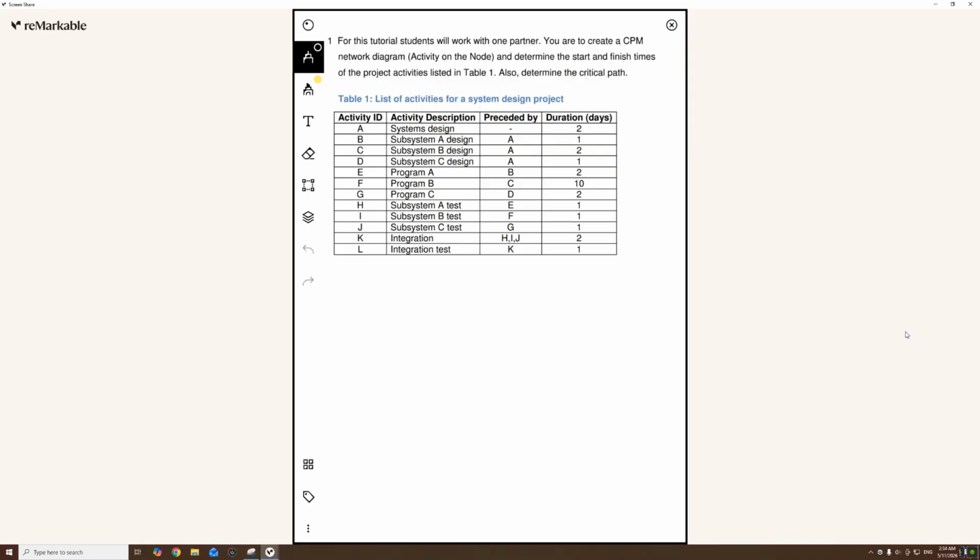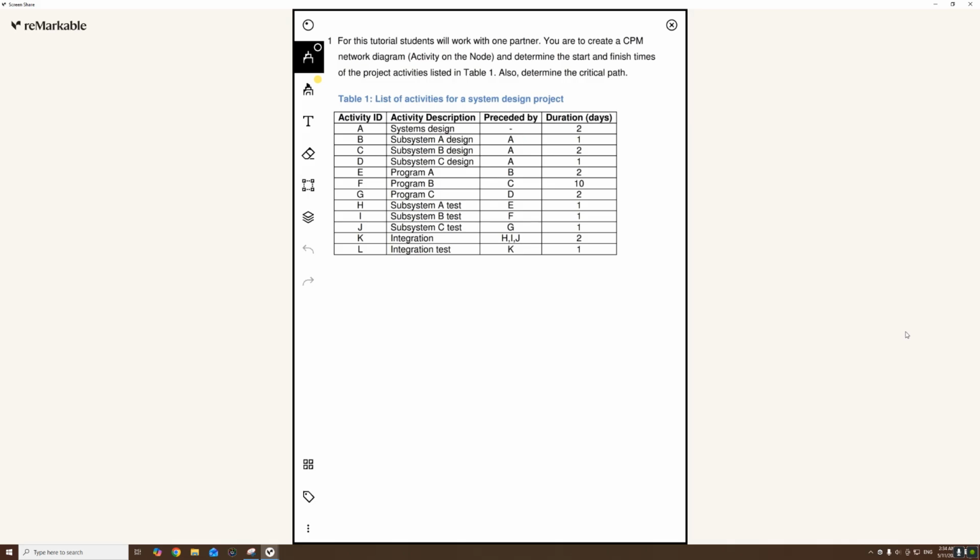So I'll run you through the logic as I go along, but here's what we have. We have activity ID, we have a description of the activity, then we have a column that tells us if the activity is preceded by another activity, which means that it has a first step that needs to be completed before you can move on to it.